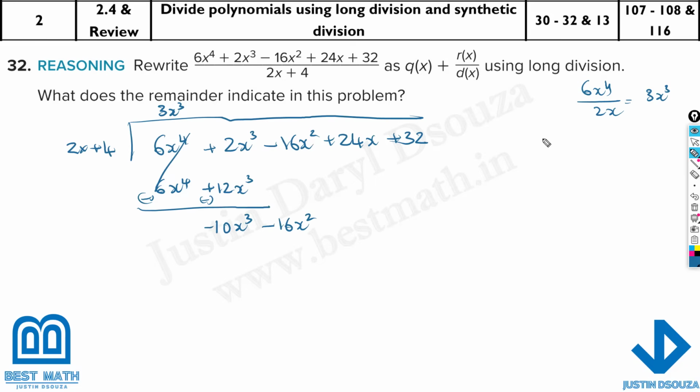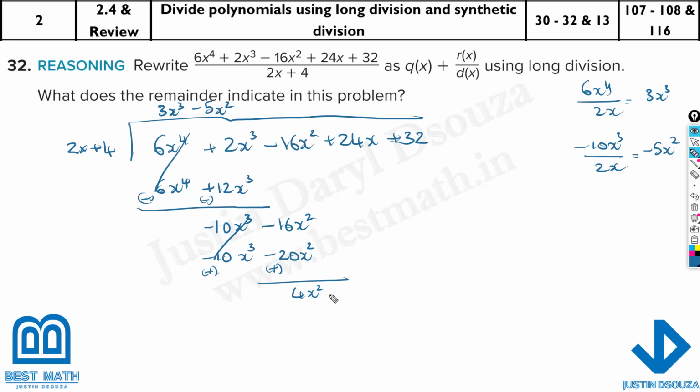Now you have to do the same thing. It will be minus 10x power 3 divided by 2x here. So it's going to be minus 5x power 2. So if I have minus 5x power 2, what's happening? 2 times minus 5 will be minus 10, and x times x squared is x power 3. Now 4 times 5 will be minus 20x squared. This cancels off when you change the sign. This will be here. It'll be 4x squared.